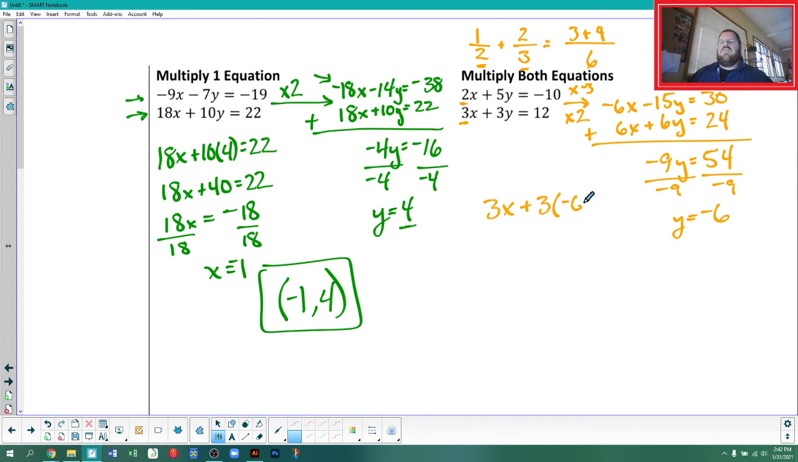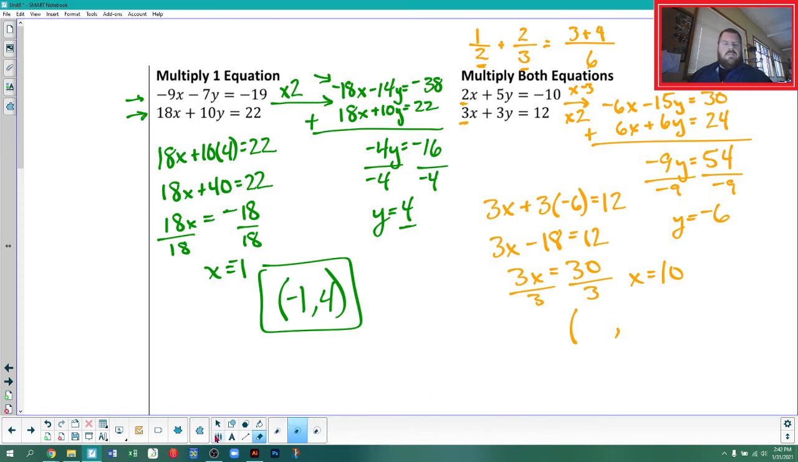3 times -6 equals 12. 3x minus 18 equals 12. Add 18 to both sides and divide by 3. And we get that x is equal to 10. So my coordinates where these two lines cross, not -6, 10. It's going to be 10, -6. And there we go.